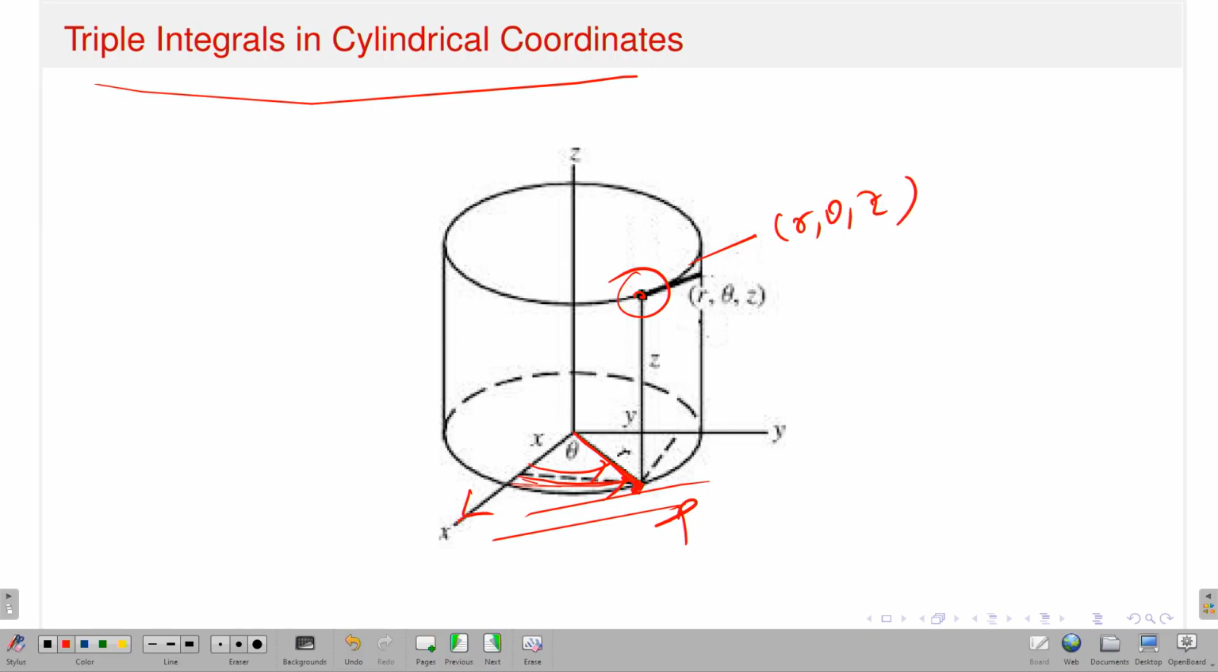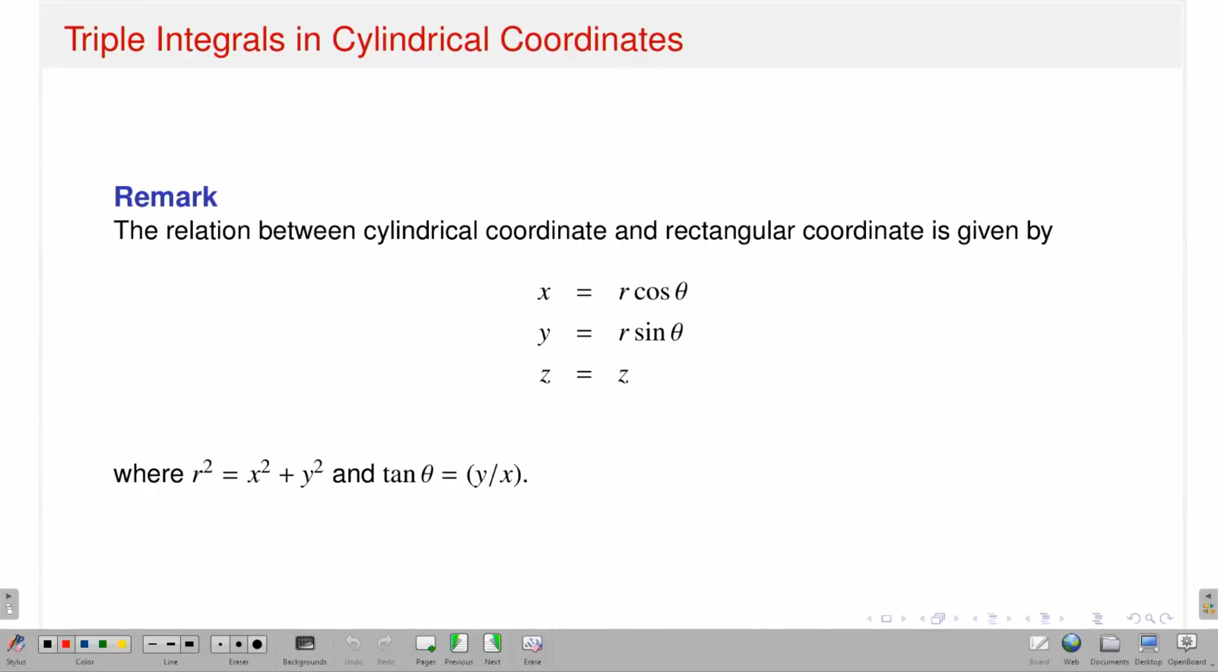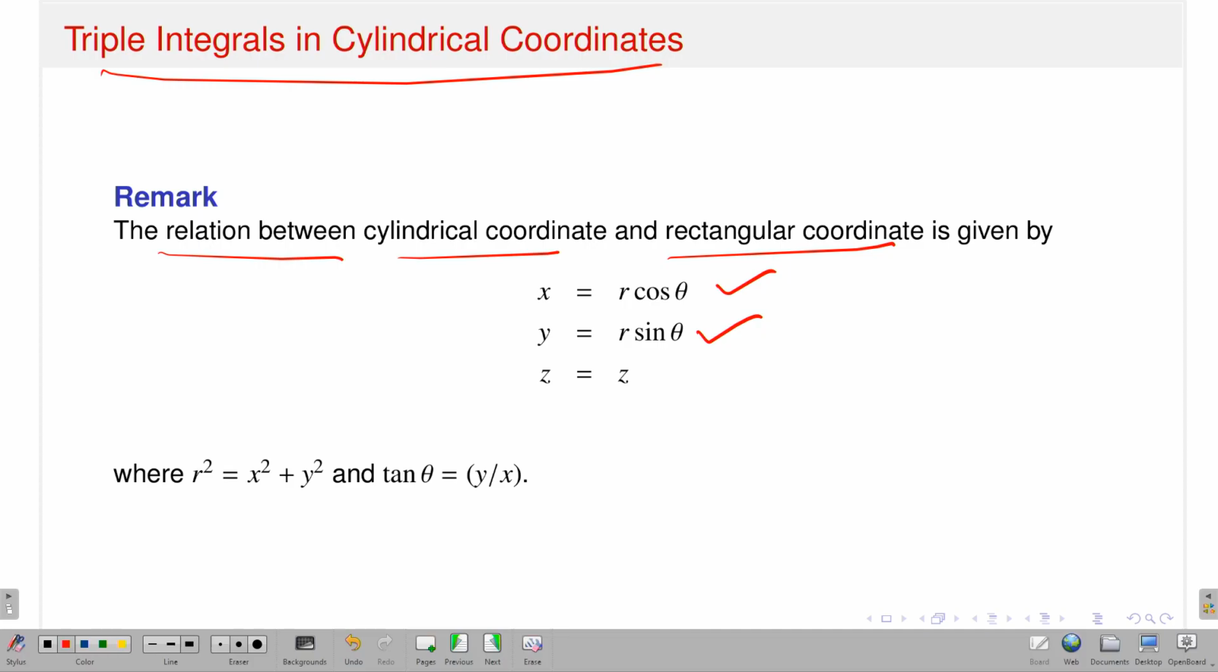Of course, there is a formula: if I have a two-dimensional plane with polar coordinates, there is a relation, x is equal to r cosine theta, y is equal to r sine theta, and z as it is. If I write x equals r cosine theta, y equals r sine theta, and z equals z, then the corresponding system is called the cylindrical coordinate system. So, triple integrals in the cylindrical coordinate system. This is the remark: the relations between cylindrical coordinates and rectangular coordinates are given by x is equal to r cosine theta, y is equal to r sine theta, and z as it is.